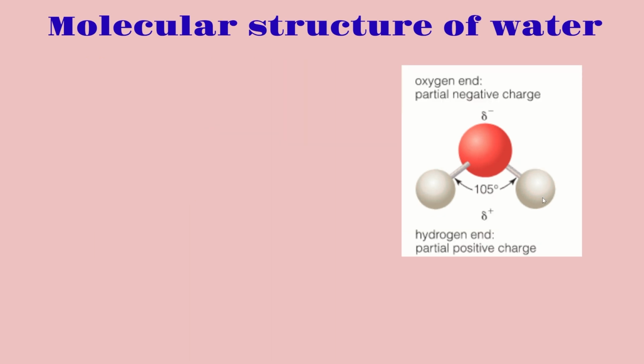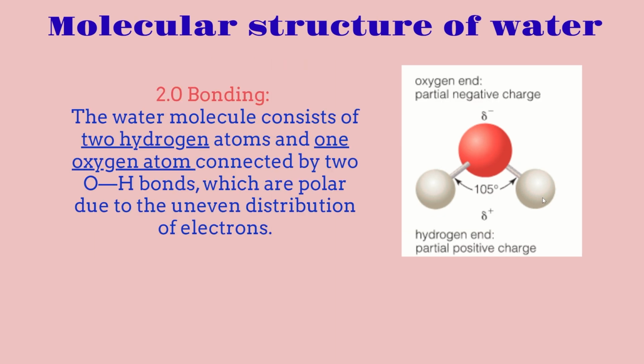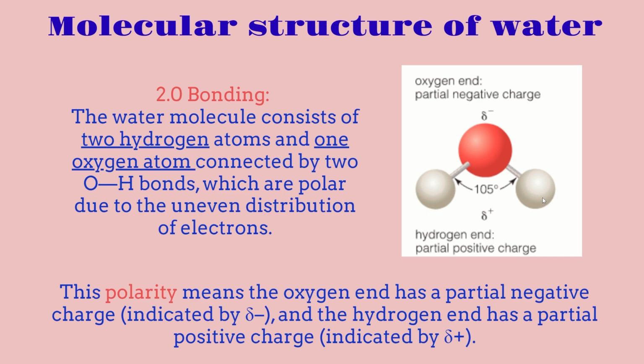So moving on to the second point, which is bonding. The water molecule consists of two hydrogen atoms and one oxygen atom connected by two OH bonds, which are polar due to the uneven distribution of electrons. This polarity means that the oxygen end has a partial negative charge, indicated by the minus, and the hydrogen end has a partial positive charge, indicated by the plus. We're going to talk more about polarity and polar bonds in the next slide.